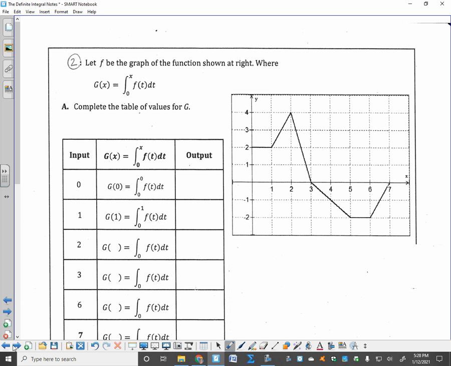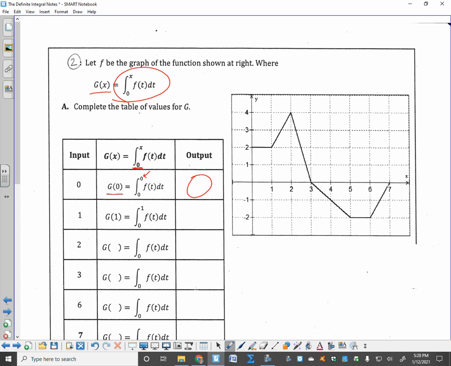So I want g of 0. Well, g is defined as the integral of f of t. So I'm going to start at 0 and I'm going to go to 0. Well, you know that that's going to give you an area of 0. I'm going from 0, I'm ending at 0, there's no area in there.